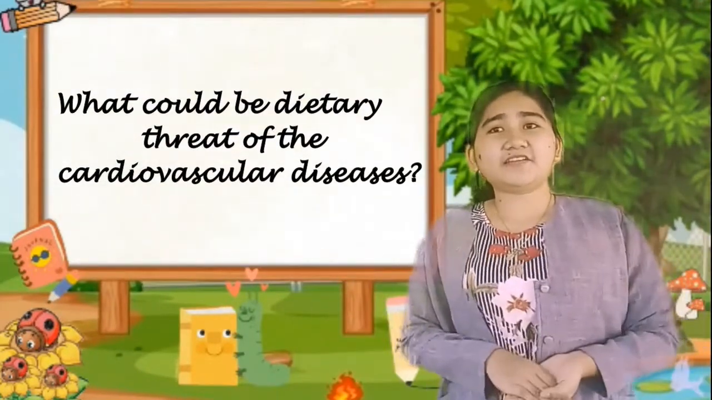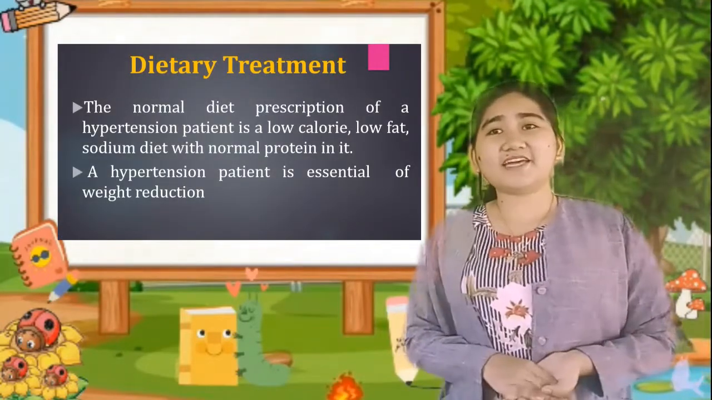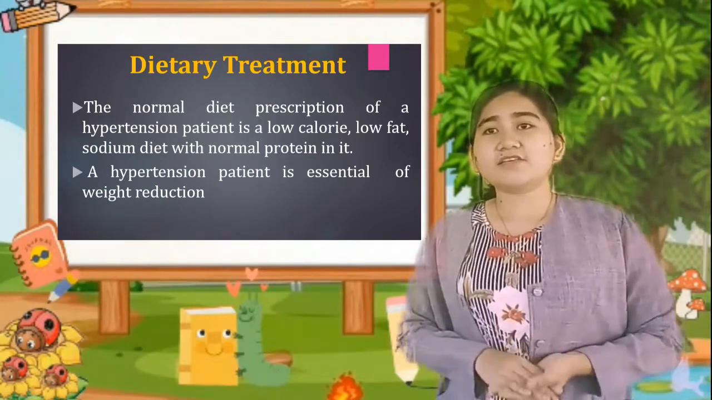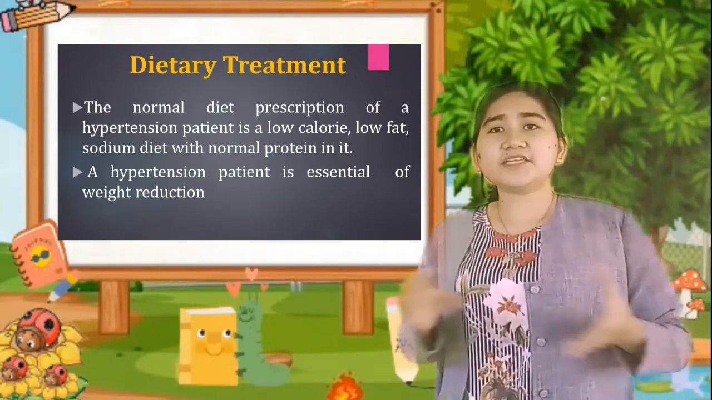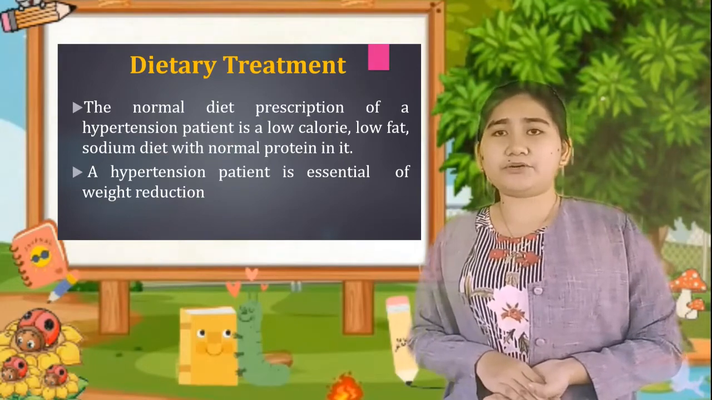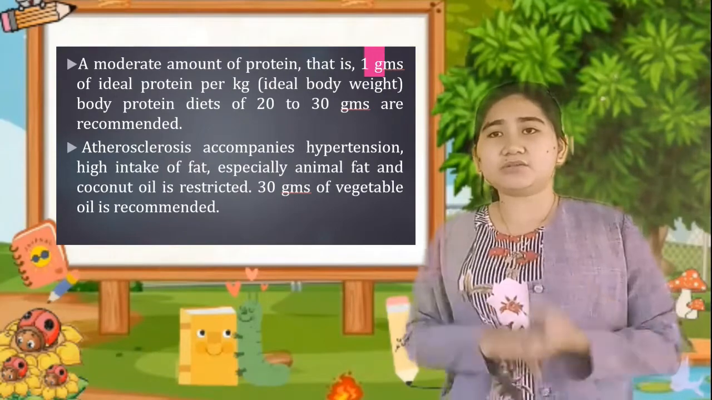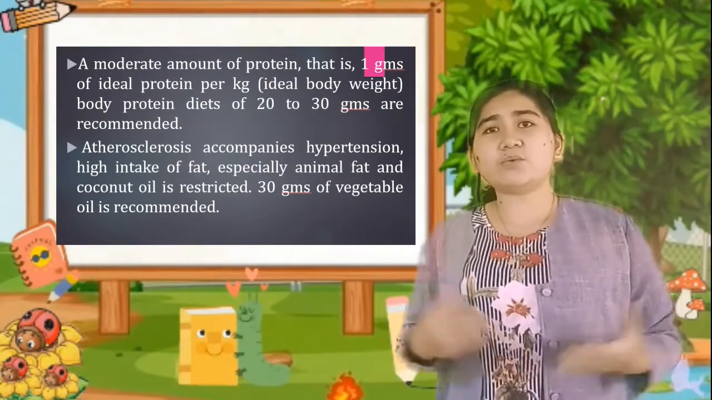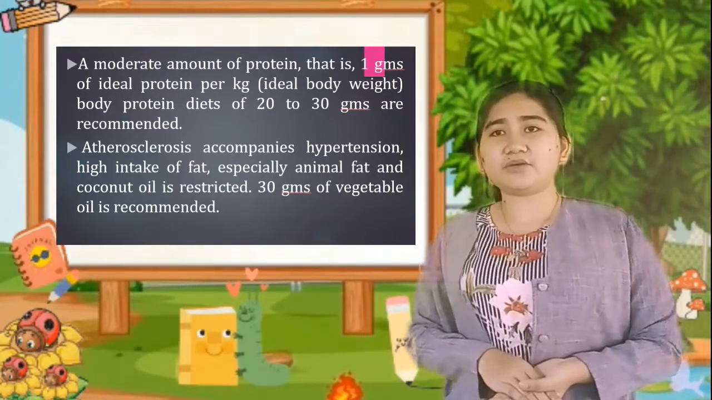What could be the dietary treatment of cardiovascular diseases? Well, the normal diet prescription for a hypertension patient is a low-calorie, low-fat, low-sodium diet with normal protein in it. A moderate amount of protein, that is 1 gram of ideal protein per kilogram ideal body weight. As a general rule, 1,000 to 1,200 calories are recommended.